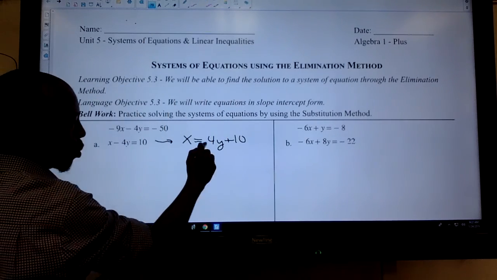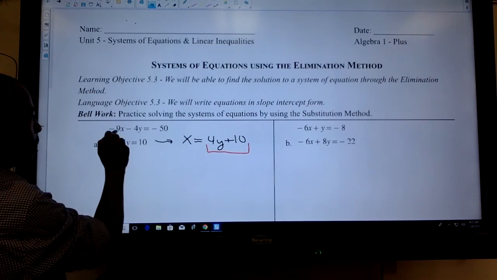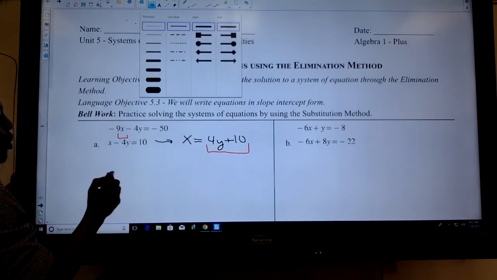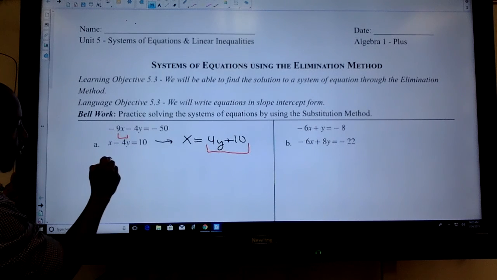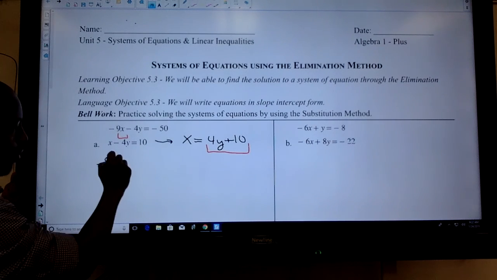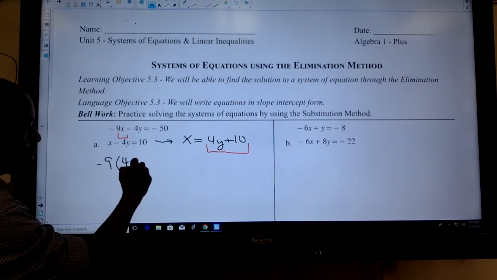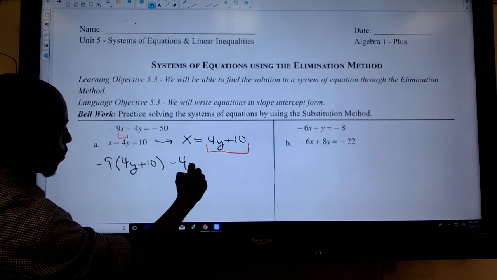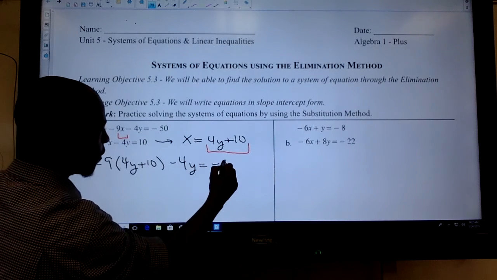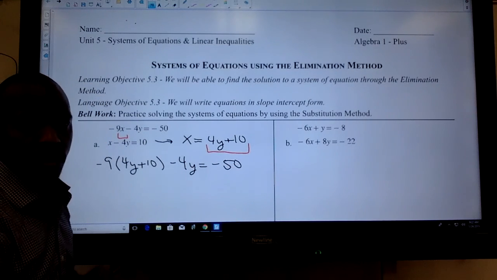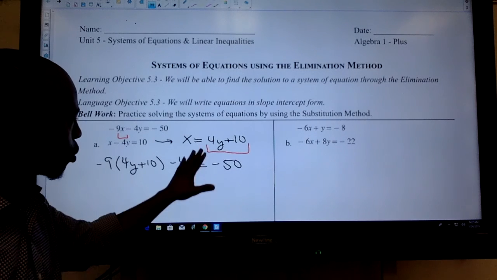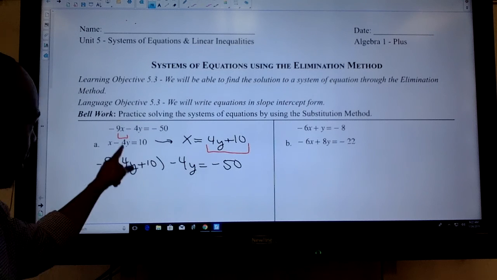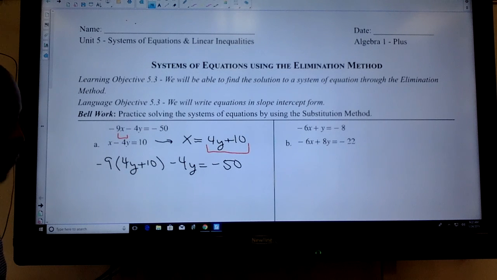Now that I know what x is, I'm going to substitute that into the first equation. If I go back to the first equation, it's going to look something like this: negative 9 times the quantity 4y plus 10, minus 4y equals negative 50. Did you see what I did there? I substituted in the value for x as 4y plus 10. Every time I see an x, I put 4y plus 10.